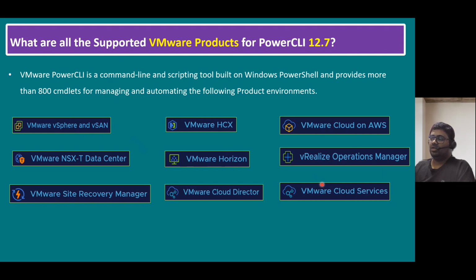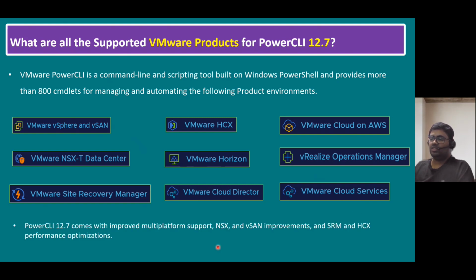And last but not least, VMware Cloud Services. VMware Cloud Services comes only with the vSphere Plus license. If you have a vSphere Plus license, we will get access to VMware Cloud Services. So all these VMware products are officially supported for PowerCLI cmdlets or commands. Another key point is PowerCLI 12.7 with improved multi-platform support, NSX and vSAN improvements, and SRM and HCX performance optimization. These are the major changes that come with this latest version.